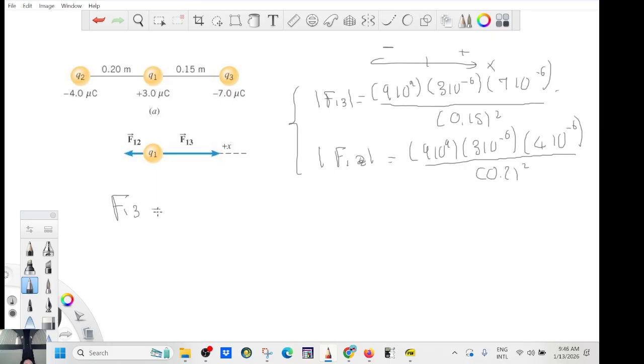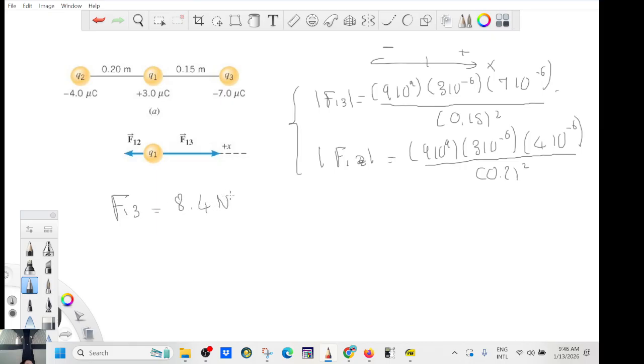So take your TI and you open the parentheses, you do 9E9, close the parentheses, open the parentheses, 3E negative 6, close the parentheses, and then open the parentheses, 7E negative 6, close the parentheses, enter, divided by 0.15 squared, enter. So you don't need multiply, and for the base 10, you just put second comma if you have a TI. Okay, so what did you get? 8.4. Very good, 8.4, right?